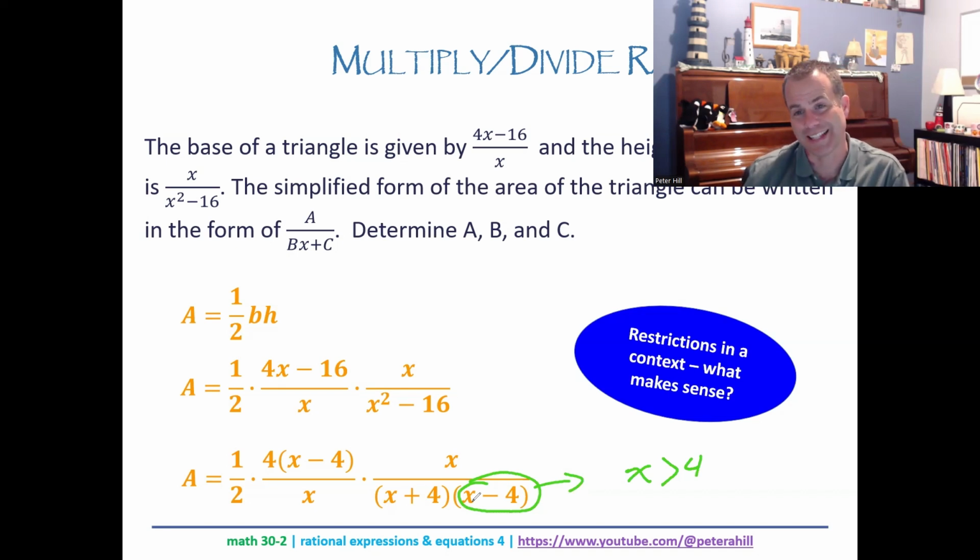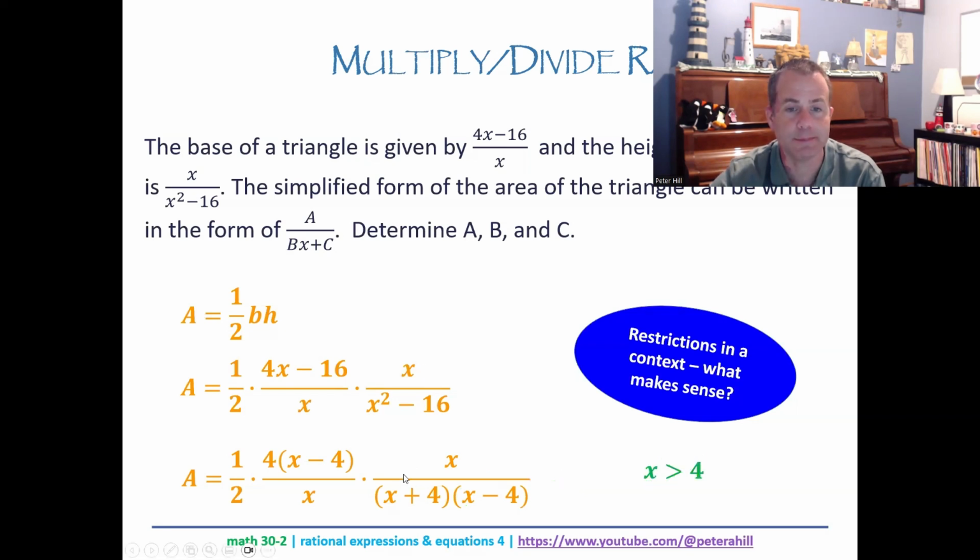Okay, so in that sense, it's not just what x can't be. I have to think a little deeper about the context of the question. When we're dealing with real life things, lengths of shapes or areas of shapes, you can't have a negative answer. So I want to make sure that I don't have a negative answer, and that's why I'm saying x has to be greater than 4. Okay, all right, awesome. Cool.